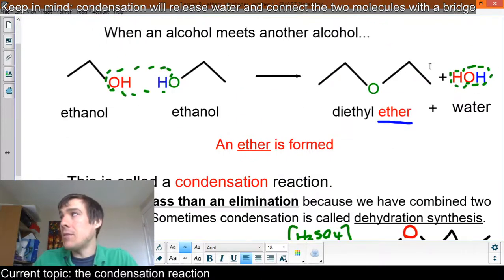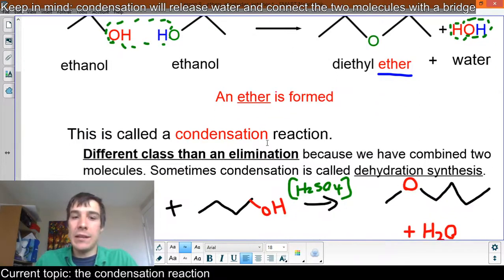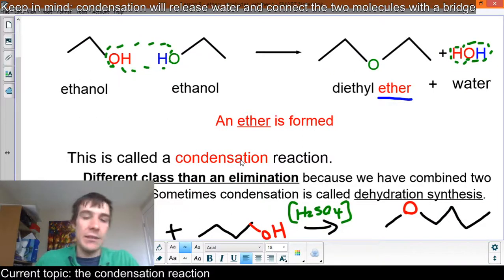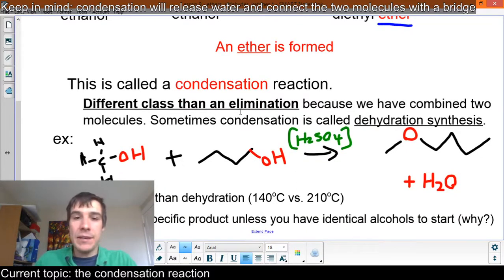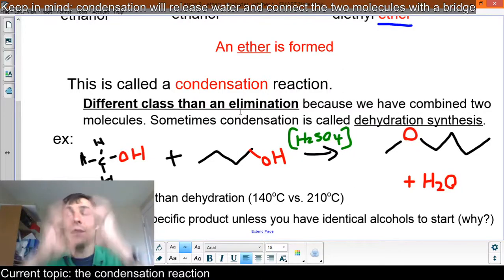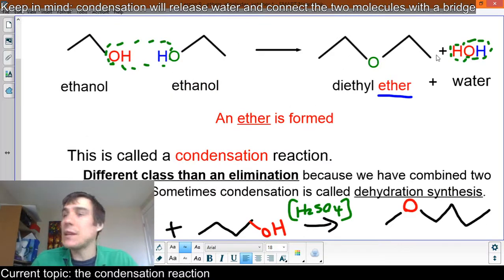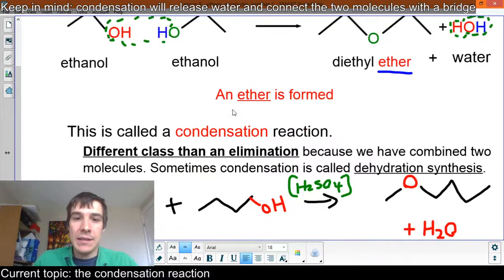Now you might think, oh, water. We've seen water come out before. We've seen an alcohol give us water. We called that an elimination reaction. Well, that created an alkene, right? It took the alcohol and it took away an OH and an H off of the same molecule, left behind a double bond. That's elimination reaction, but elimination reaction just took the water away, didn't do anything else. Condensation is considered a different class because we're also bringing these 2 together. So that's the difference between condensation and elimination.